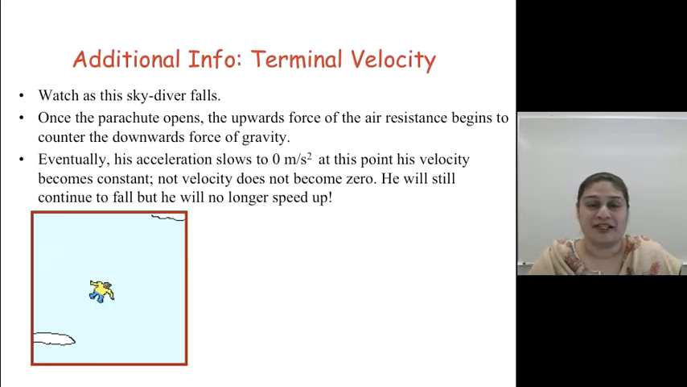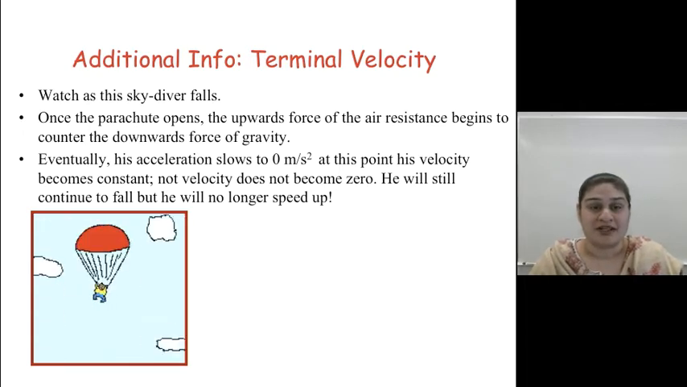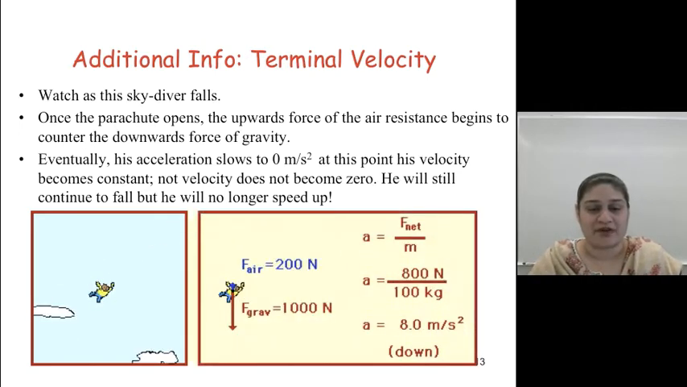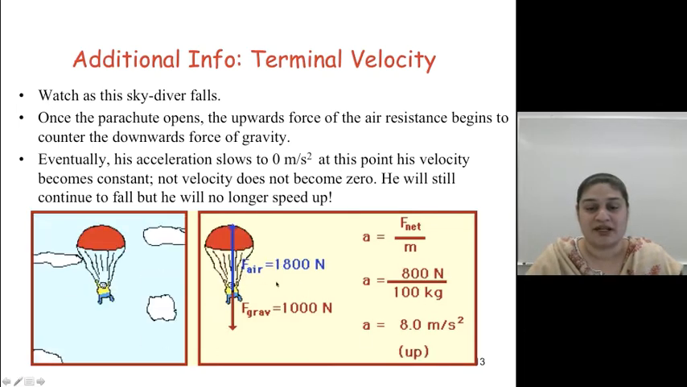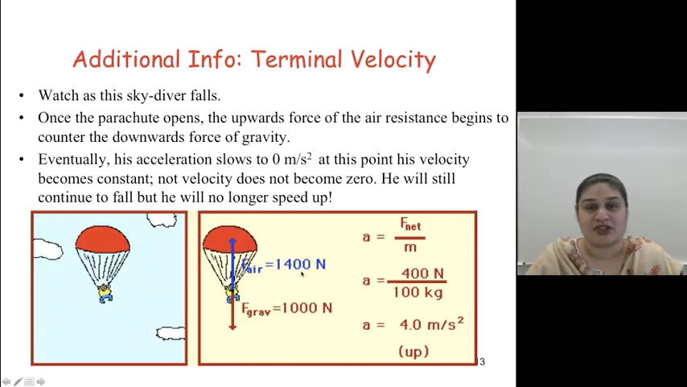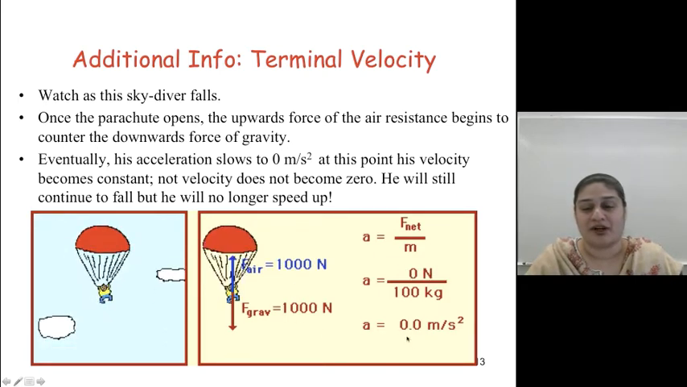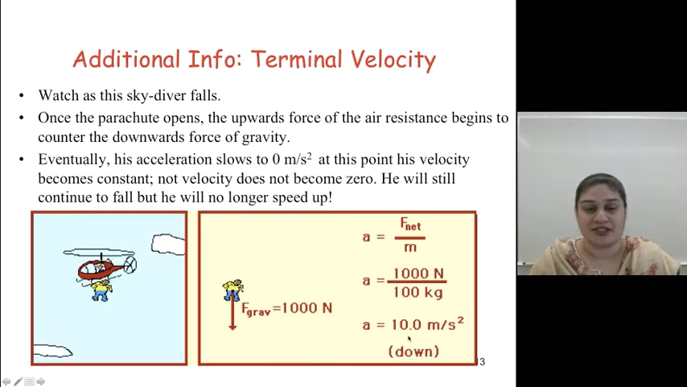So for a little bit of additional information, I want to talk about what terminal velocity is. Let's watch as the skydiver falls from the airplane and watch what happens to his parachute. Once the parachute opens, note what's happening to these numbers right here as they keep changing until a certain point when they come to 0 and acceleration goes to 0. So now watch this again.